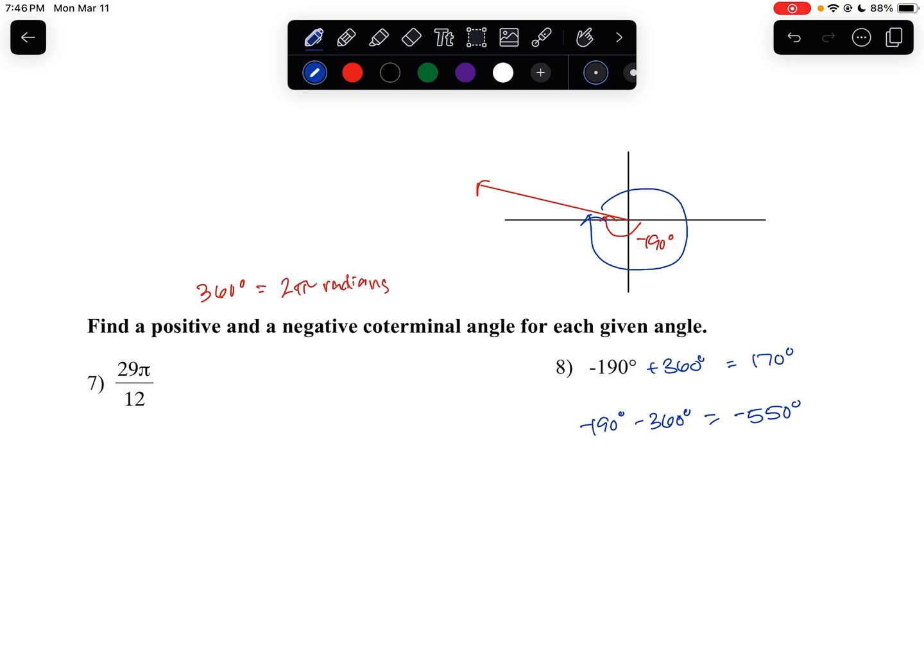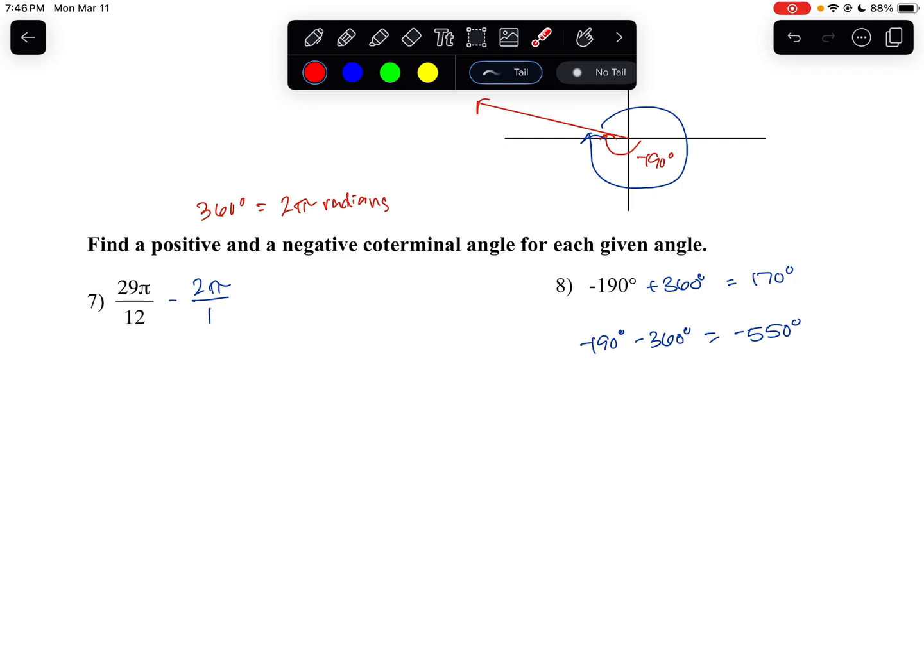So instead here, I'm going to start with subtracting, and I'll tell you why in just a second. So I'm going to subtract 2 pi radians. Now, this is the equivalent of subtracting 360 degrees. That's essentially what I'm doing with this angle right here. Okay?